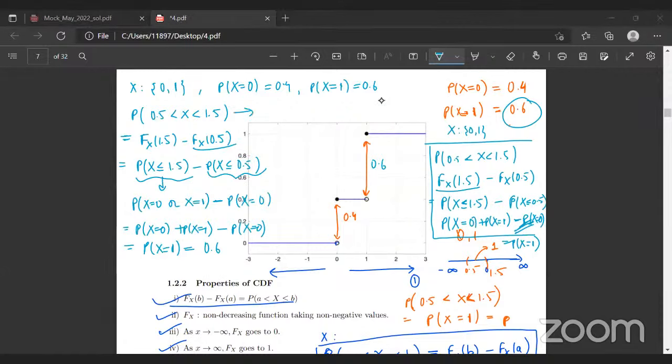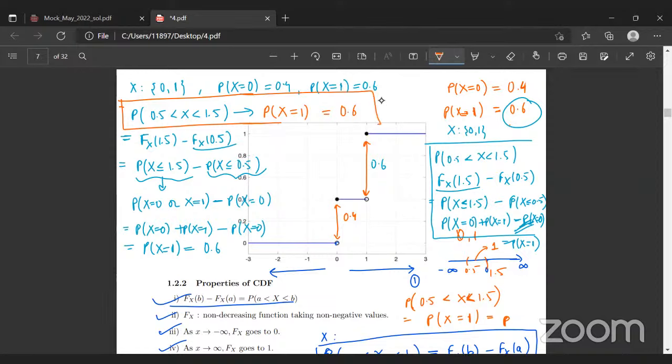Okay, so if you do not want to look at it through the CDF, we can also find it using the PMF. This is a discrete random variable and X lies between 0.5 and 1.5. Between 0.5 and 1.5, we have just one value, that is 1. So this is going to be the same as probability X equal to 1, and this is 0.6. So very straightforward this is. You can decide what you want to use.